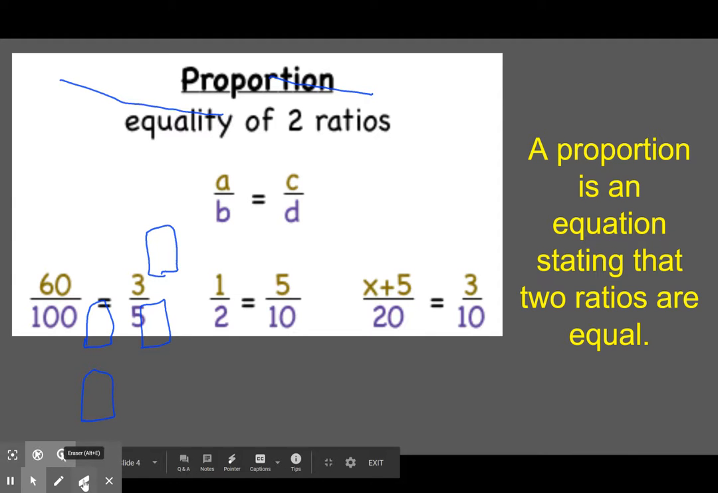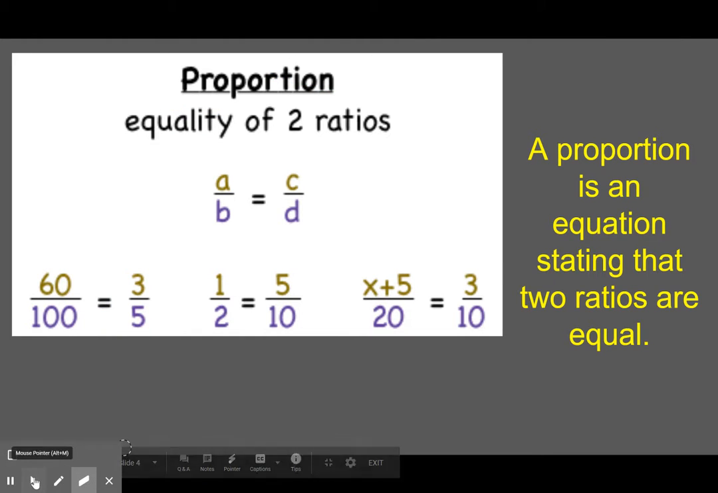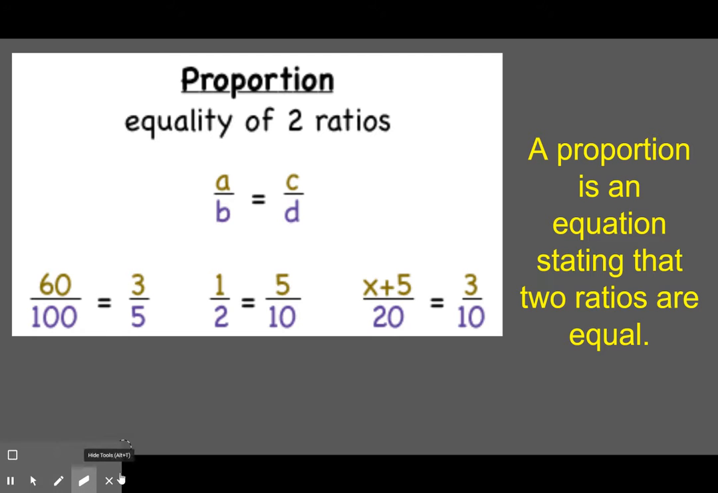Proportions. That's an equation stating that two ratios are equal. All right, and it could be two or more ratios. So if we're comparing three sides, we have to make sure that they're all in proportion to each other in order for that figure to be similar.